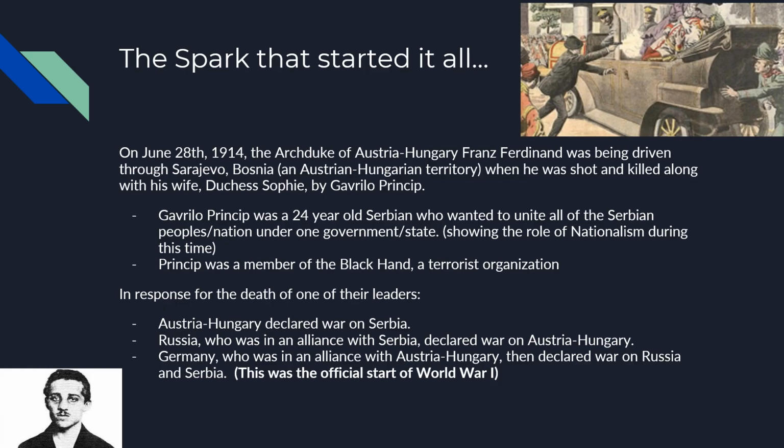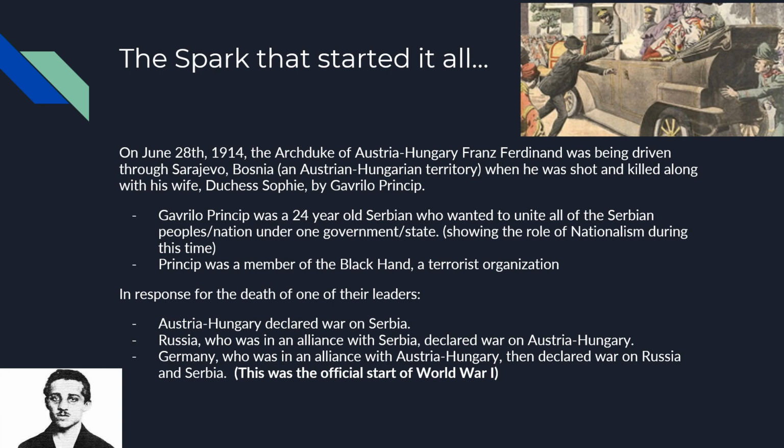The Archduke of Austria-Hungary, a man by the name of Franz Ferdinand, is driving through Sarajevo in Bosnia, which is an Austro-Hungarian territory. Franz Ferdinand is supposed to take over when the Emperor of Austria-Hungary dies. So he's the person in waiting. And he's driving through Sarajevo, part of Austria-Hungary, when he is shot and killed along with his wife, the Duchess Sophie, by a man named Gavrilo Princip.